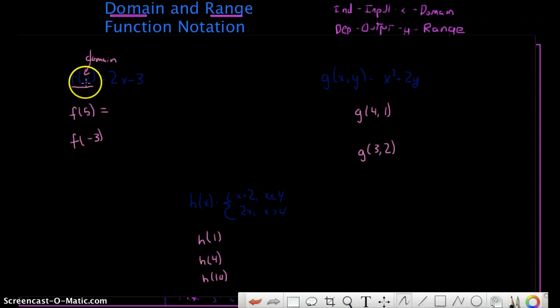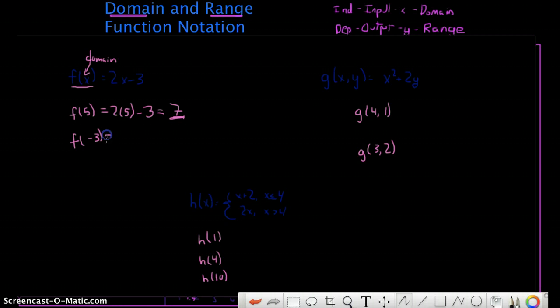Now instead of x, whatever goes inside of these parentheses is going to be substituted for x. So this is 2 times 5 minus 3. 2 times 5 is 10, minus 3 is 7. So we say that f of 5 is 7.